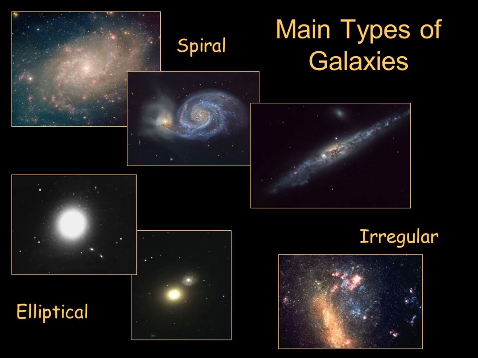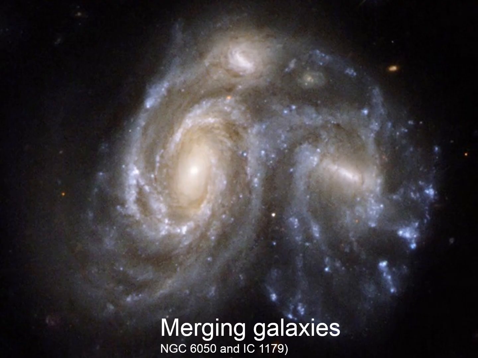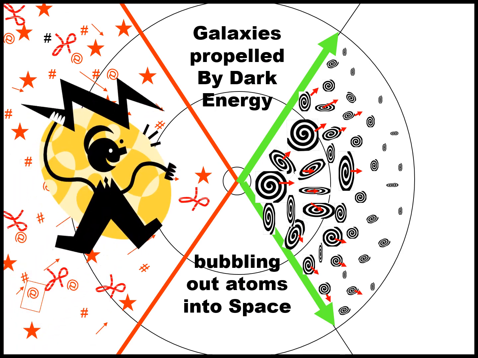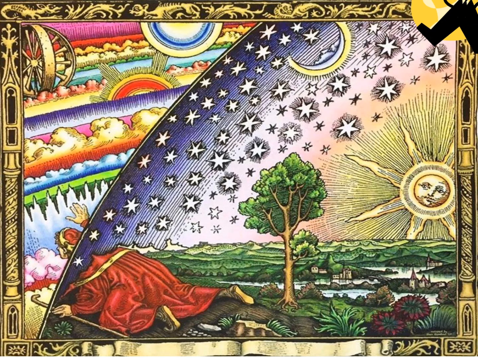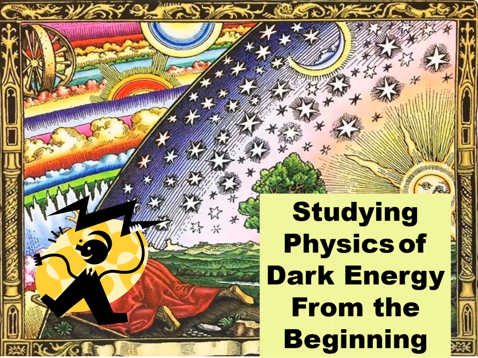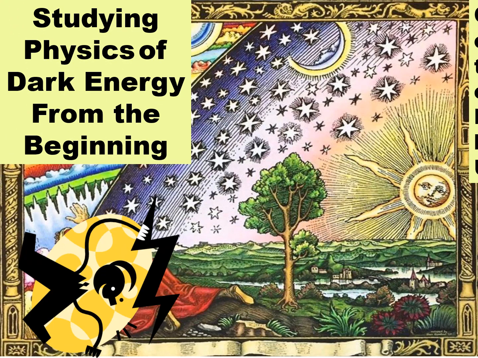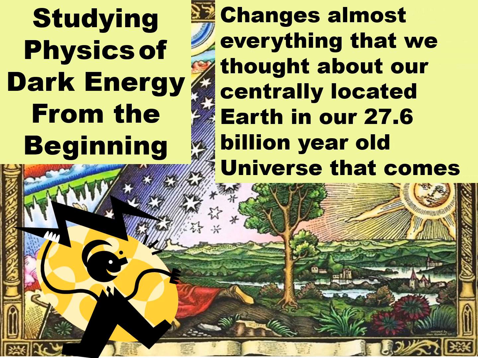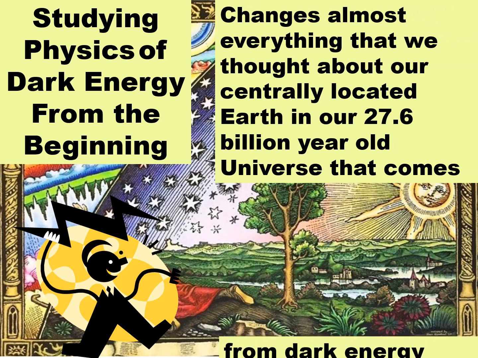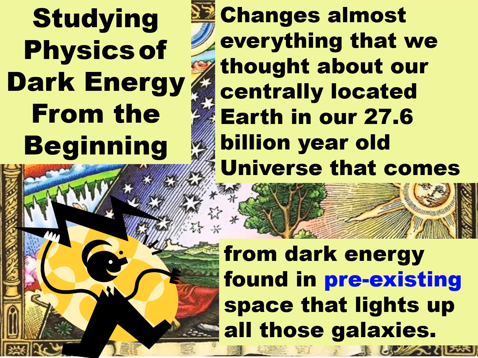Galaxies come in a great variety of shapes and sizes, like fingerprints, no two alike. In order to have such variety, each galaxy must have at least a 360-degree freedom of motion. That's only derived from a central bubbling push. Studying physics of dark energy from the beginning changes almost everything that we thought about our centrally located Earth and our 27.6 billion-year-old universe that comes from dark energy found in pre-existing space that lights up all those star-filled galaxies.